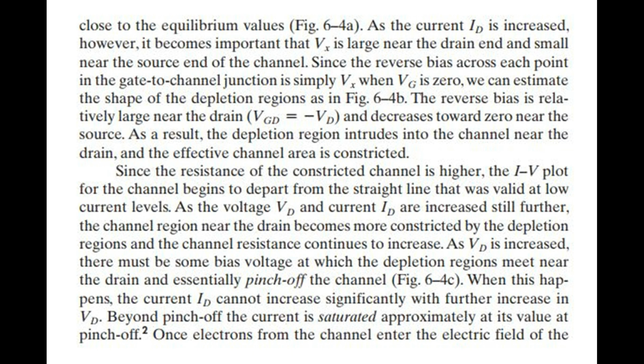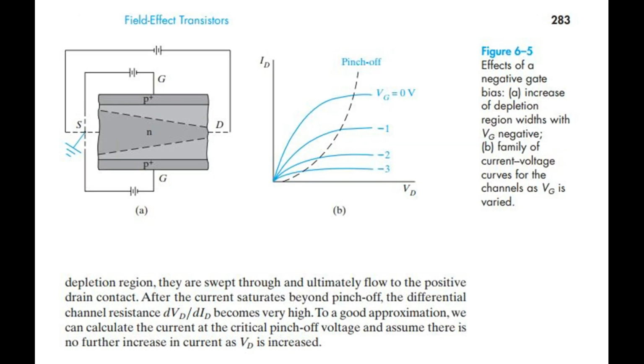Once electrons from the channel enter the electric field of the depletion region, they are swept through and ultimately flow to the positive drain contact. After the current saturates beyond pinch off, the differential channel resistance, drain voltage divided by drain current, becomes very high. To a good approximation, we can calculate the current at the critical pinch-off voltage and assume there is no further increase in current as drain voltage is increased.